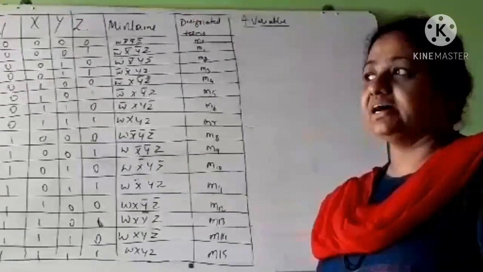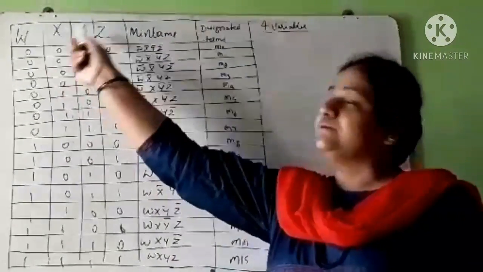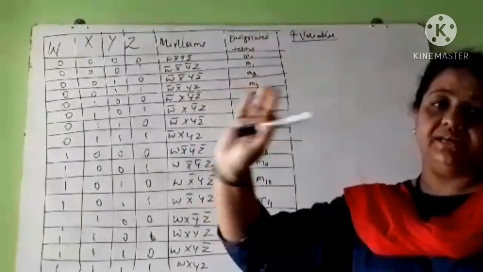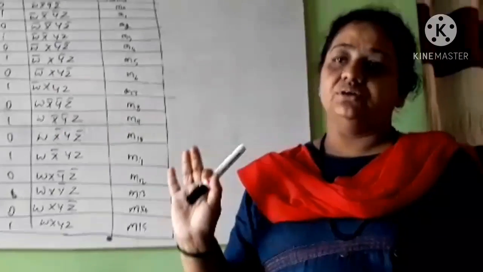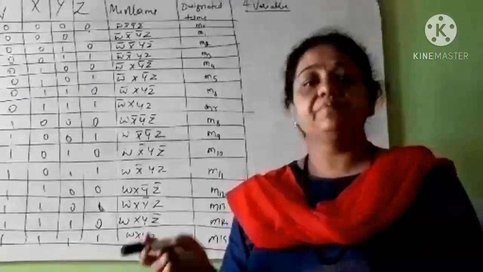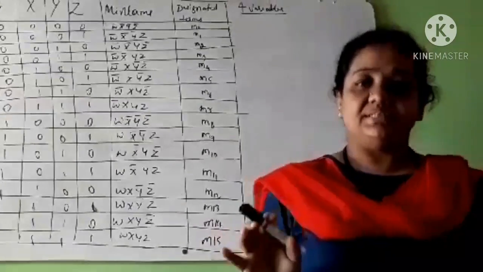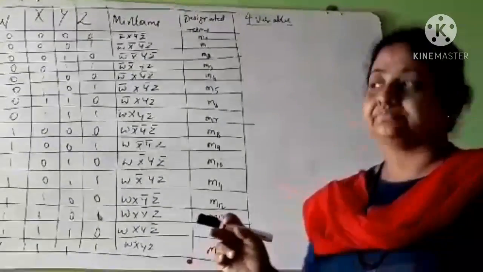Let me explain again. To represent 4 variables, we have taken W, X, Y, Z. If you wish, you can take A, B, C, D, or M, N, O, P, whatever you want. That is purely your choice. Whatever variable names you want, you can take. I have taken W, X, Y and Z.